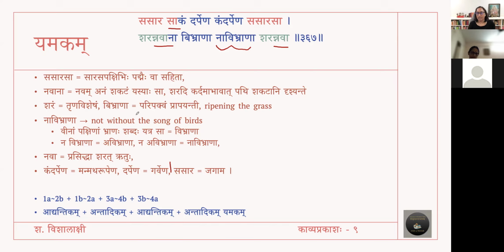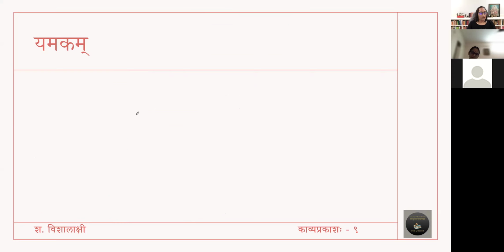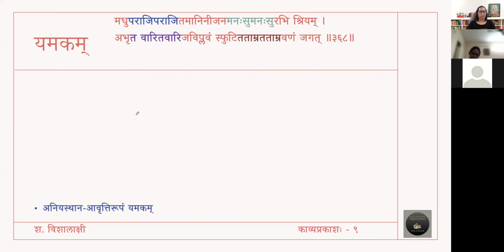Maybe also because if it is rainy season, people cannot move around and find their lovers. This is a conducive season for that also. Right? So, Sasarasakam Darpena, Kandarpena Sasarasa, Sharannavana Bibhrana, Nabibhrana, Sharannava. The next one is the last example in Yamakam.